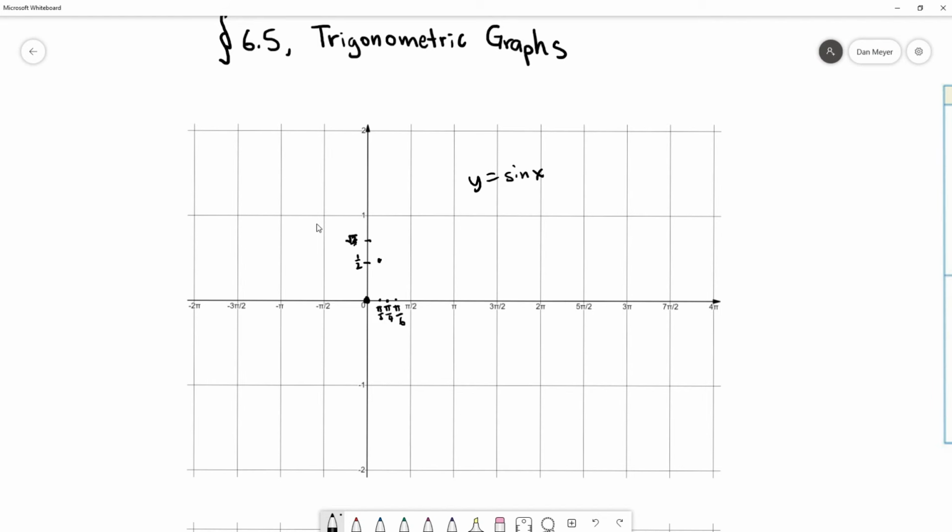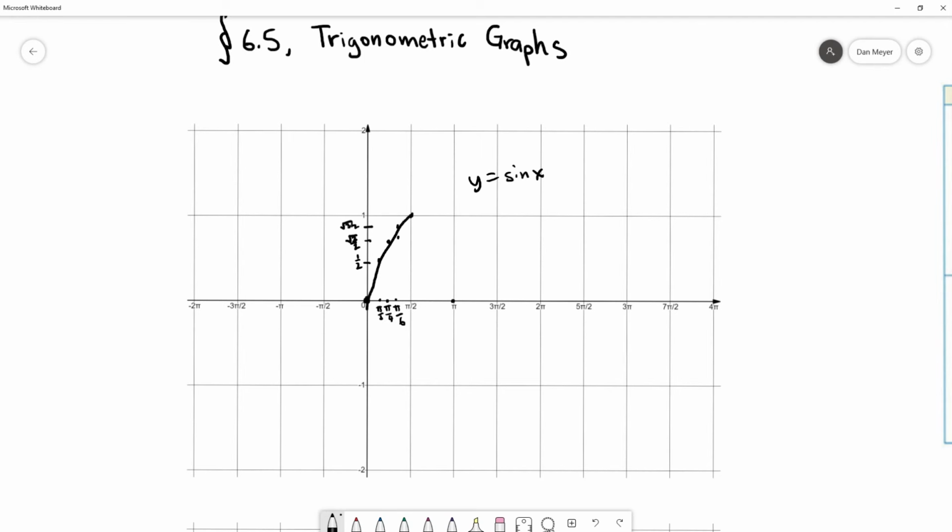So there's root 2 over 2 for pi over 4. And then we'll go up to root 3 over 2, which I think is 0.8 something. Root 3 over 2 is up there for pi over 3. And then sine of pi over 2 is 1. And then we could come back down the other side and plot some more points. I don't want to take too much time to plot points, but anyways, that's how you get the rough shape of the sine curve. And then it comes back down.